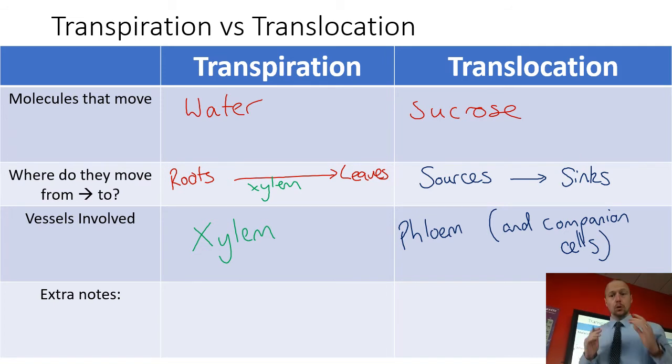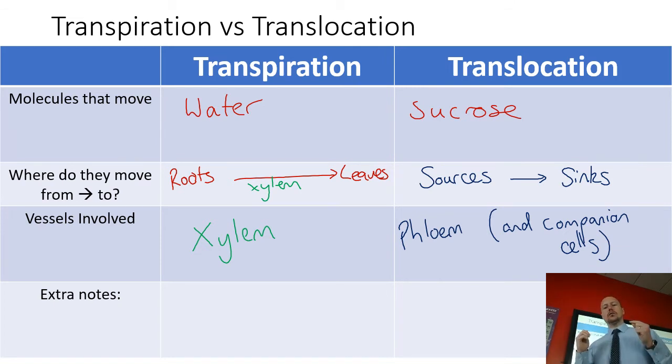Right, so what they both have in common is they both are the transportation of molecules. Transpiration is the transportation of water molecules. Translocation is the movement of sugar, namely sucrose. Transpiration is always from the roots up through the xylem, and then out through the leaves.